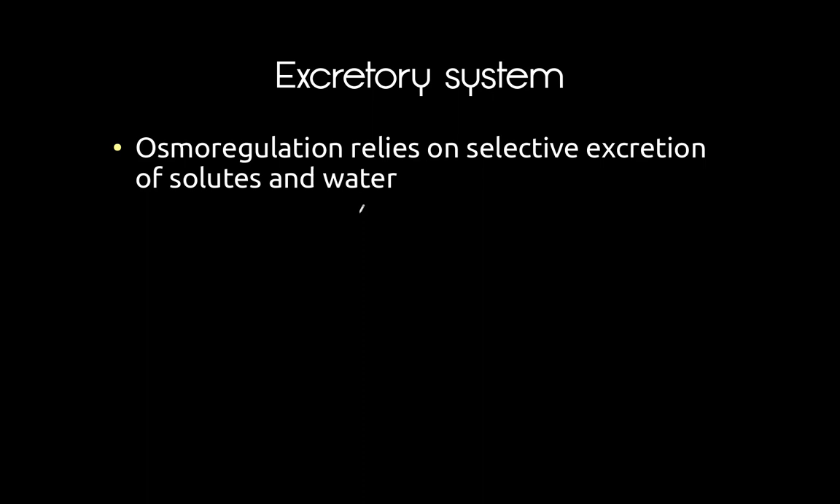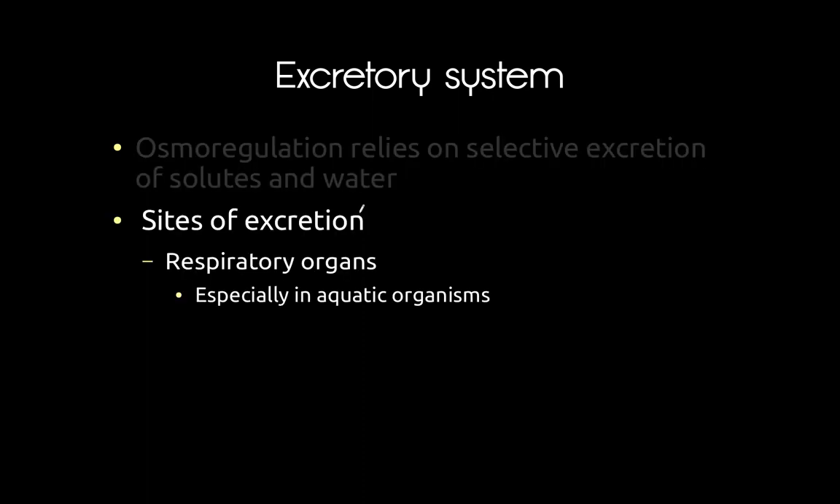We can take in water and fluids and solutes in bulk kind of indiscriminately, not totally indiscriminately, but somewhat indiscriminately, and then rely on excretory systems to get rid of the things that are surplus or that we do not want. And that is the main strategy in which most animals maintain osmotic balance: somewhat indiscriminate uptake, but selective excretion. And so we have several different sites of excretion. First off, especially in aquatic organisms, there's a lot of respiratory organs that are going to be doing some excretion. And so, for instance, gills, other things like this.